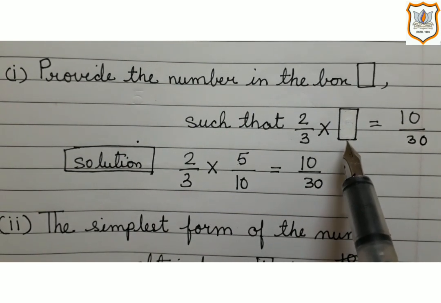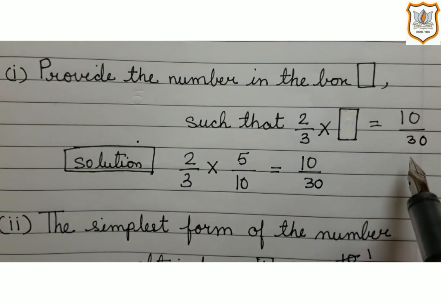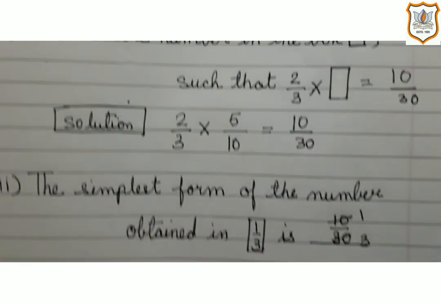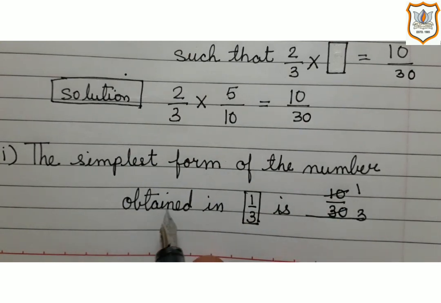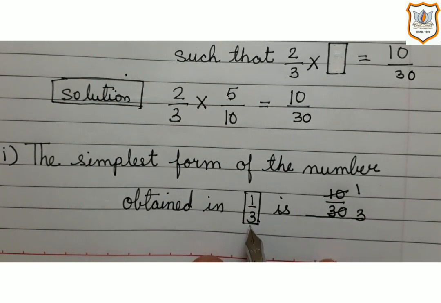Now we have to convert this 10 upon 30 into its simplest form. The simplest form of the number obtained in the box is: 10 1s are 10, 10 3s are 30. So the simplest form is 1 upon 3. So in this box 1 upon 3 will come.